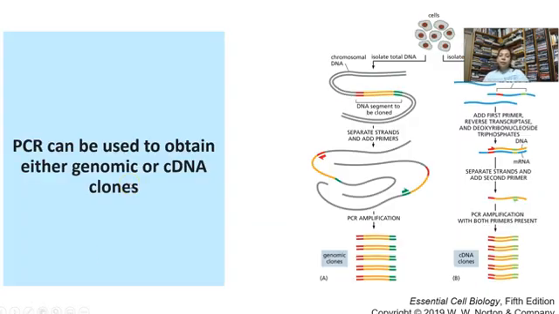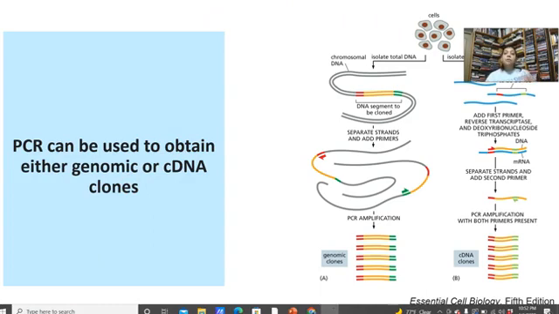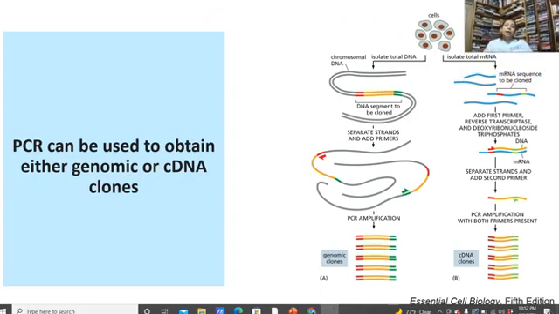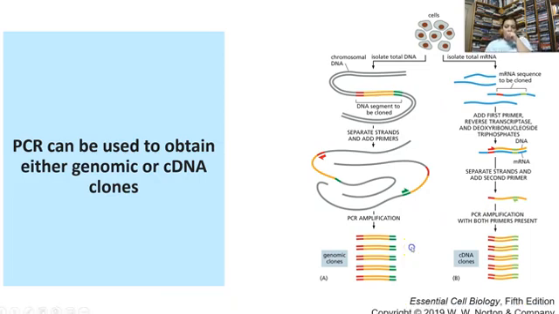PCR can obviously be used to obtain clones from genomic DNA or from cDNA libraries as well. But remember, if it's genomic DNA, your clone is going to contain a lot of non-coding information as well. But if it is a cDNA clone, it's going to contain just the coding portion of your genes, and it will be simpler in its size and complexity. So here you can see that example.